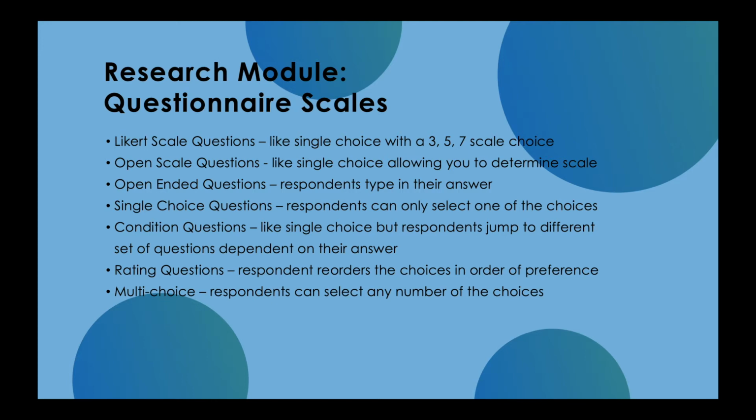So you could do 1 to 3, 1 to 5, 1 to 9, 1 to 10. It's completely up to you. Open-ended questions allow respondents to type in the answer. Single choice questions means respondents can only select one of the choices. Condition questions are like single choice, but respondents jump to a different set of questions depending on the answer.